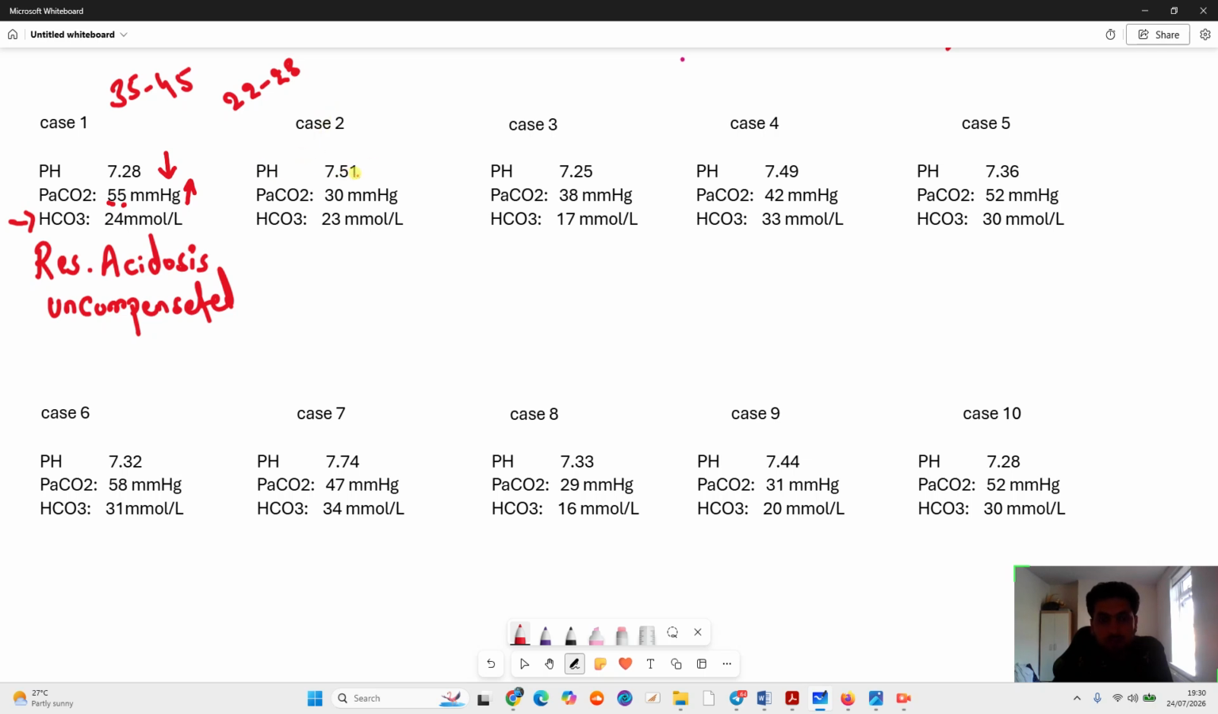That's good. Look at case 2. The pH is 7.51. So it means it's more than normal. The normal pH level is 7.35 up to 7.45. So the pH is high. It means alkalosis.